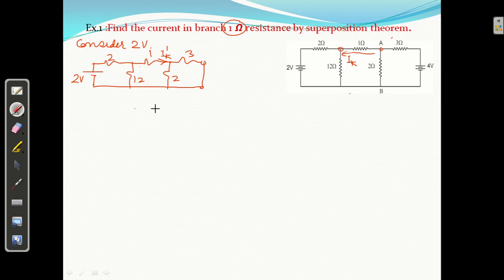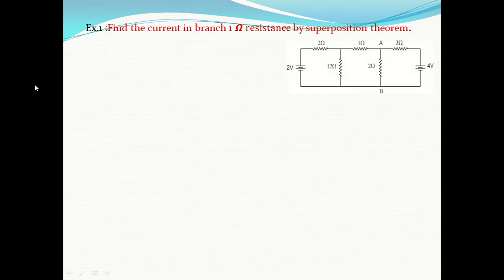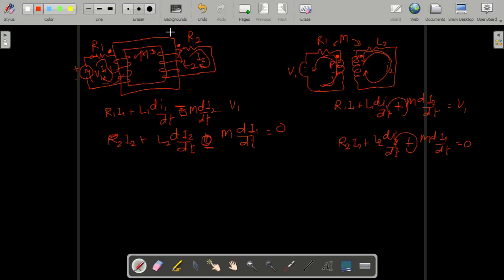Okay, I'm going to change the ink so that that will be clear. I'm changing the ink. Okay.